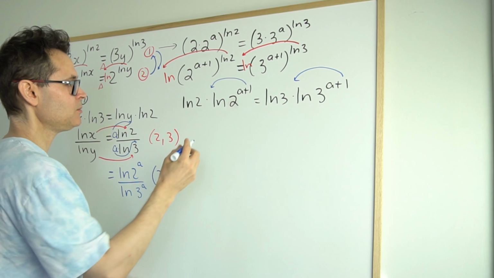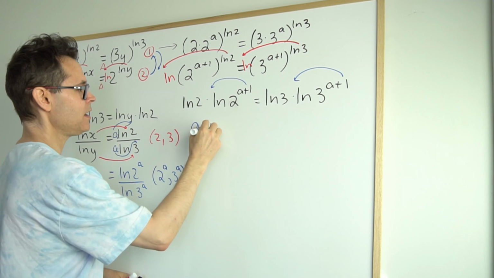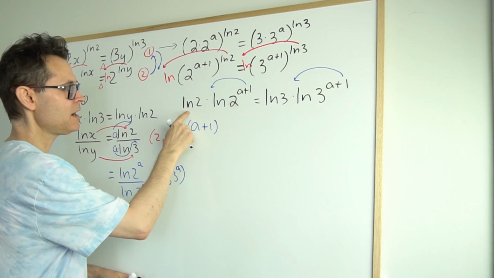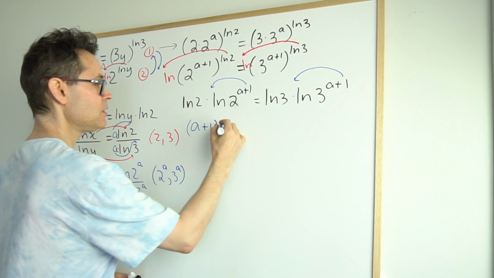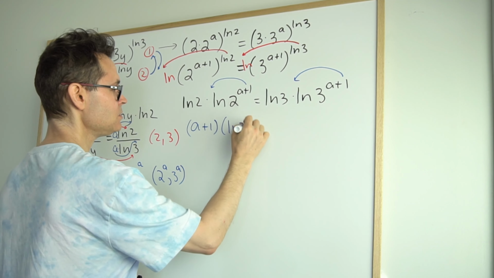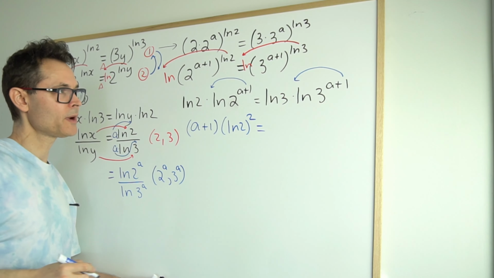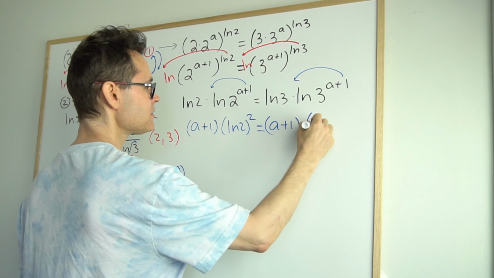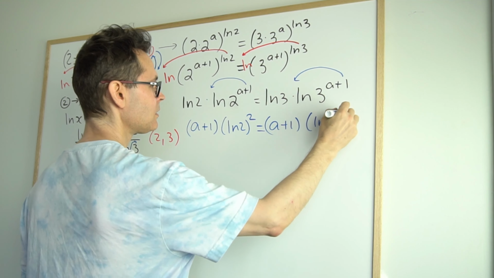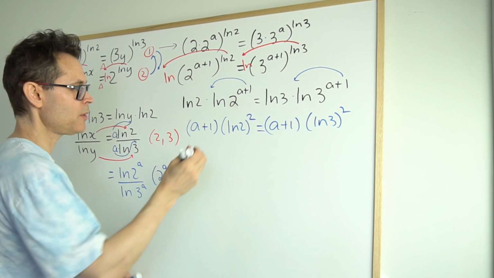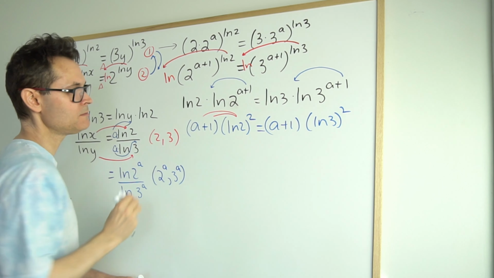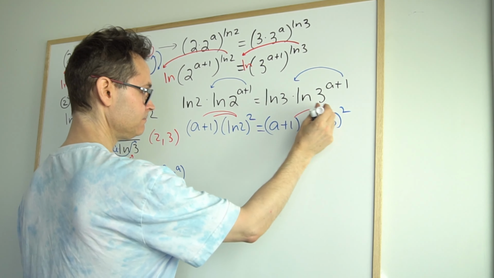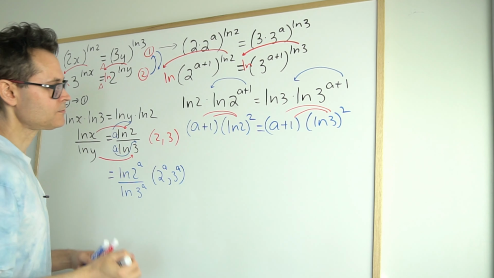So what does that give me? Well, that gives me a plus 1 on the left-hand side times the ln of 2 times the ln of 2, which is simply the ln of 2 all squared. On the right-hand side, same thing, a plus 1 times the ln of 3 all squared. Well, this is kind of nice because look, I could just expand the ln 2 squared through like any normal coefficient, same as the right-hand side.